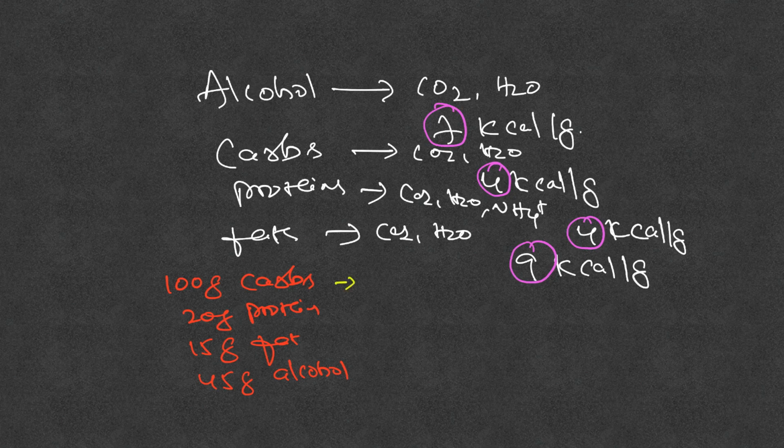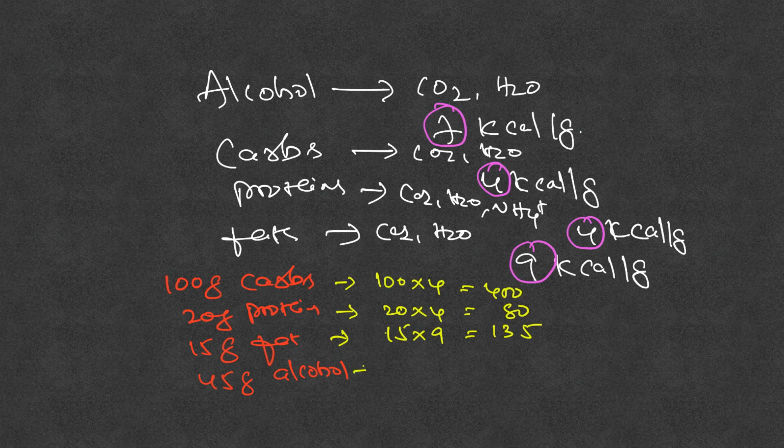As you know, carbohydrates give you 4 kilocalories, so 100 multiplied by 4 is 400, and proteins give you again 4 kilocalories, so 20 multiplied by 4 is 80. And then for fat, each gram of fat will give you 9 calories, so 15 grams means you get 135 there. And alcohol gives you 7 kilocalories of energy, so 45 grams multiplied by 7 means you are going to get around 315.